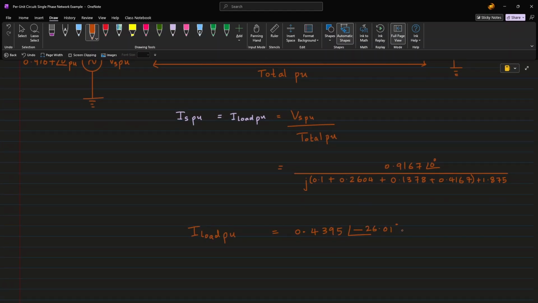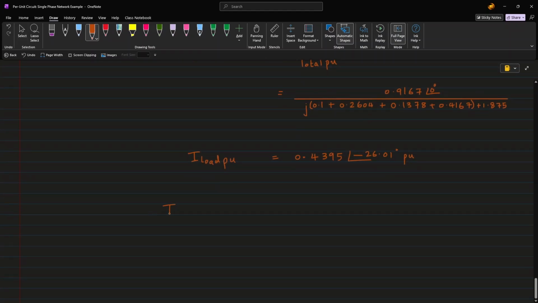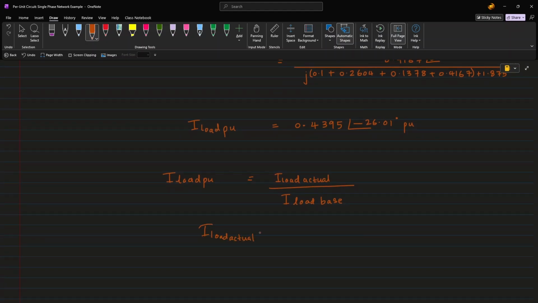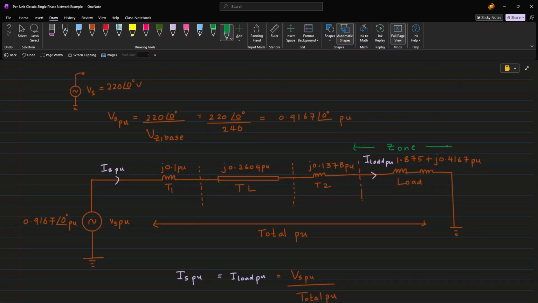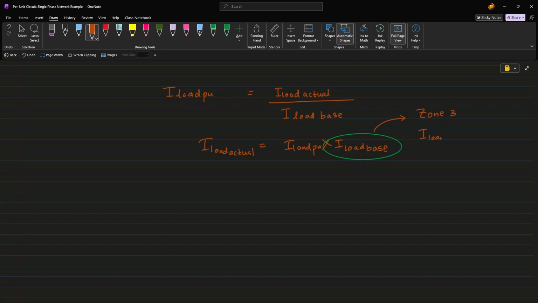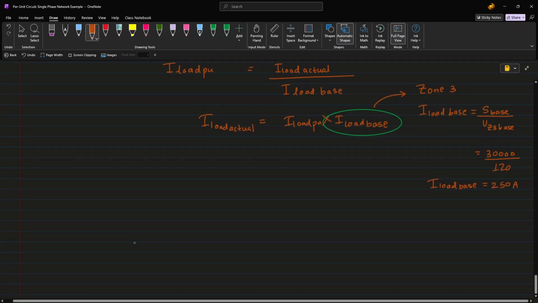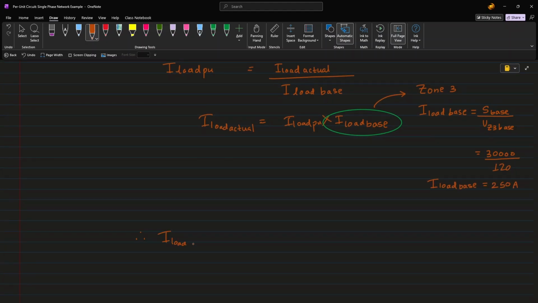From this per unit value, if you want to find the actual value of the load current, that is the current in amperes, we can once again use the definition of a per unit value here. To find the actual value of the load current, we need to know the corresponding base value of the load current. The load current is in zone 3, hence we can find the base load current using S base and the zone 3 base voltage. By working this out, we can get the load current base value as shown here. From this, we can find the actual load current by substituting the base load current in this manner.